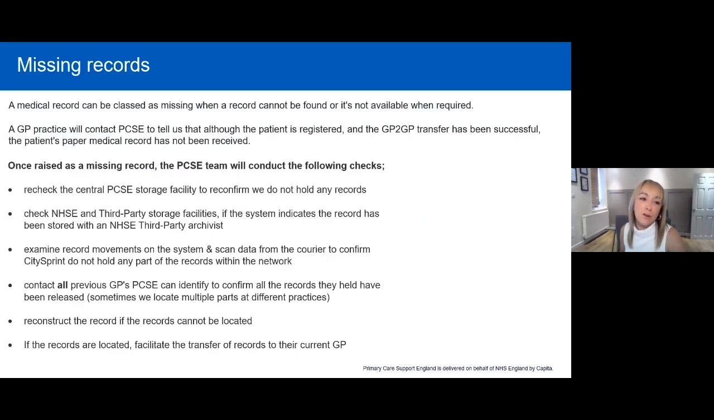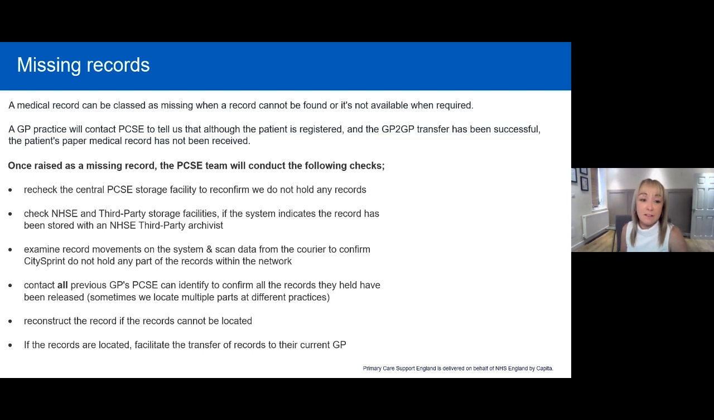Okay, so for missing records, a medical record can be classed as missing when a record cannot be found or is not available when required. A GP practice will contact PCSE to tell us that although the patient is registered and the GP to GP transfer has been successful, the patient's paper medical record has not been received. Now, once raised as a missing record, the PCSE team will conduct the following checks. So we'll check PCSE central storage just to confirm that we don't have those records on file.